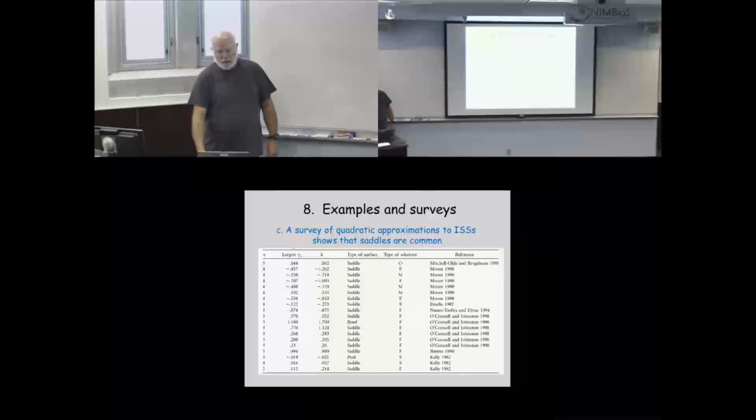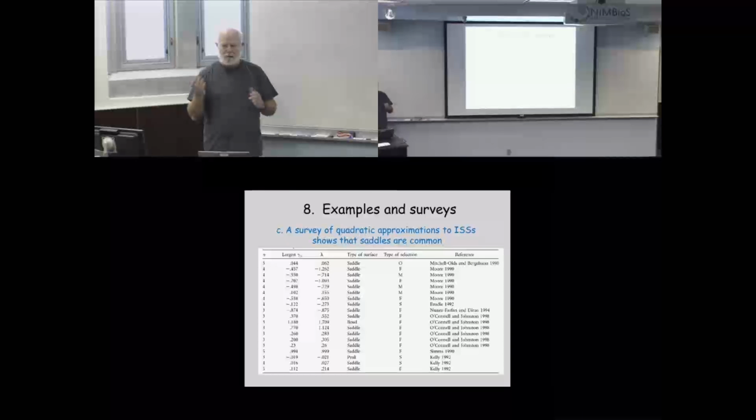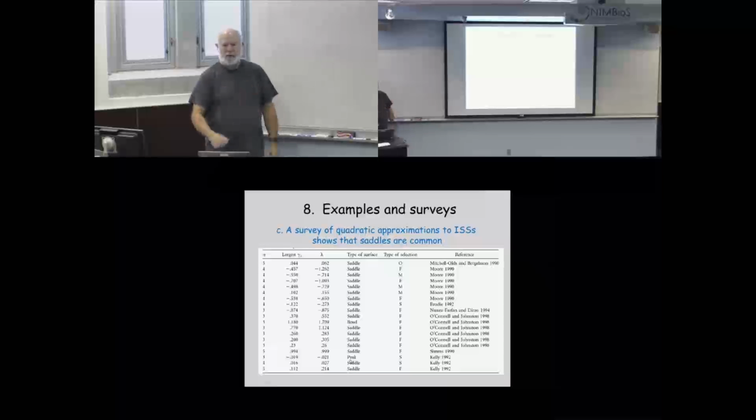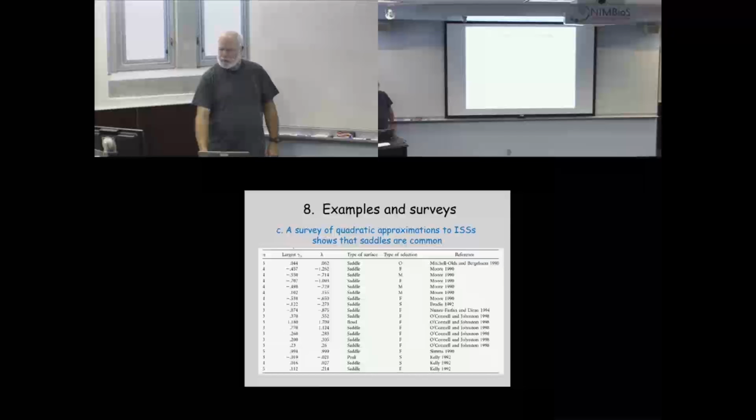Here's a survey of approximations to individual selection surface, quadratic approximations, and we've rotated the axes so we can think of the first two major axes of these surfaces. And what you see is saddles are extremely common, much more common than bowls, that would be bivariate disruptive selection, or peaks, which would be bivariate stabilizing selection. And if you have an intuitive reason for why that's so, it would be good to publish it, because I think a lot of us are still scratching our heads about what nature is telling us here.